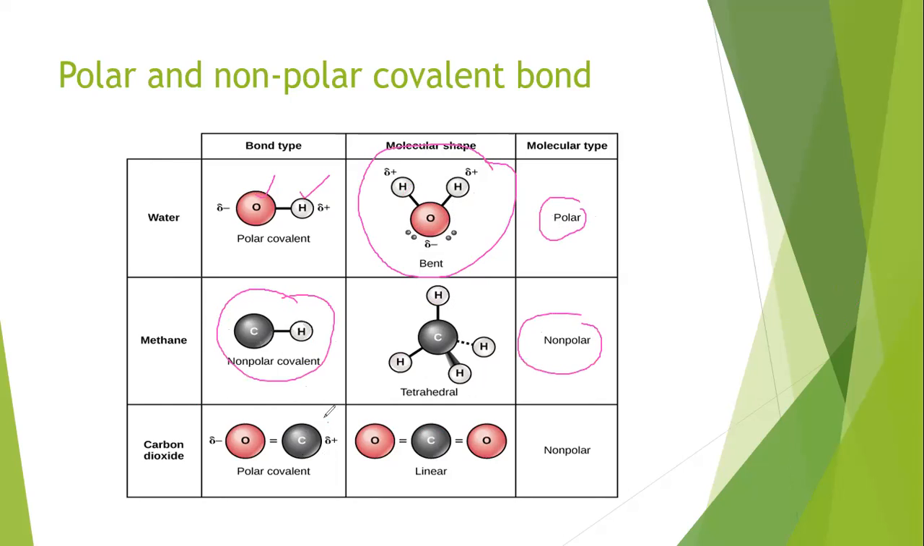In the molecule of carbon and oxygen, here you can see the bond is polar. But if that molecule is linear, then that molecule is considered non-polar. Here you can see the molecule is linear. Due to that linearity, their dipole value is 0. That's why it is considered a non-polar molecule.